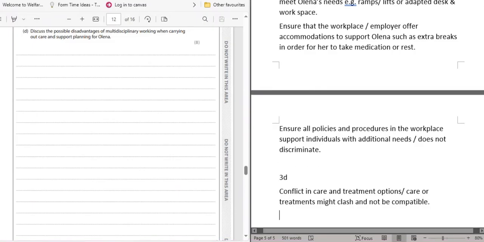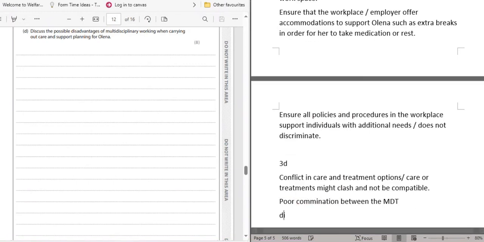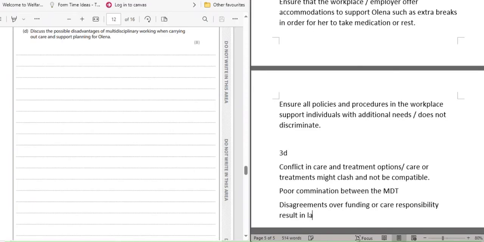There could be, and this would often happen as a result of poor communication between the MDT. So again, if there's poor communication, that's another disadvantage. There could be disagreements over funding or care responsibility. So who is responsible for paying for treatment and support services, and also who takes responsibility for providing them. That can be a disagreement, and this could result in lack of support or missed care opportunities.